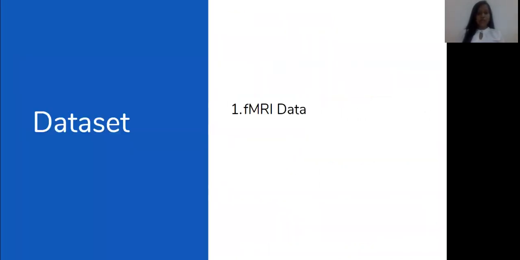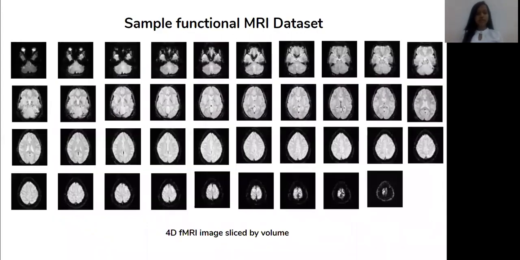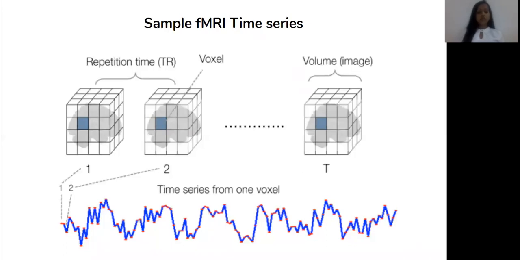Let's move into the data set. For our research, we have used the fMRI dataset. That dataset is provided by ADHD 200 Global Competition, and that dataset contains data from 14 children and adolescents aged between 7 to 18 years. And the dataset was released by New York University Child Study Center. This image shows the sample functional MRI dataset that we have used. This image shows the 3D brain image along with the time series.